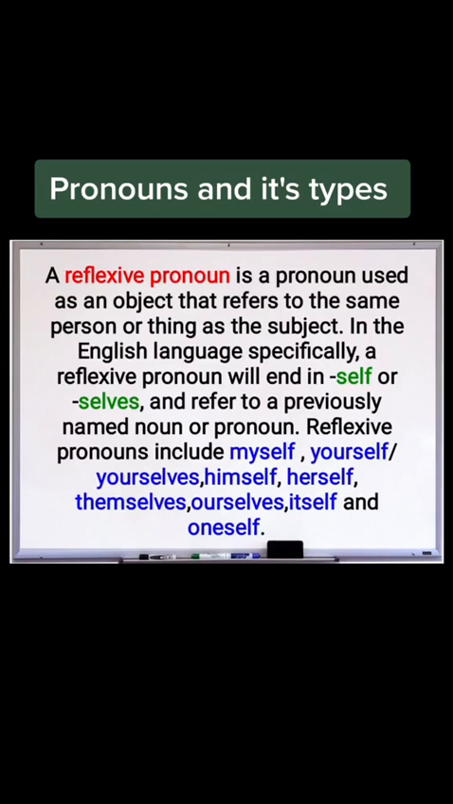A reflexive pronoun is a pronoun used as an object that refers to the same person or thing as the subject. In the English language specifically, a reflexive pronoun will end in self or selves, and refer to a previously named noun or pronoun. Reflexive pronouns include myself, yourself or yourselves, himself, herself, themselves, ourselves, itself and oneself.